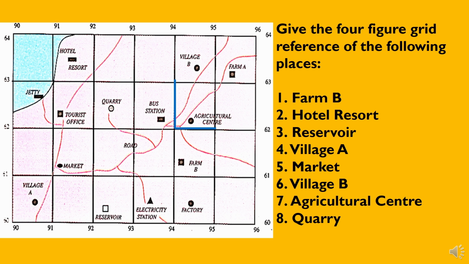Finally, the quarry. The quarry's 4-figure grid reference is 9262 as it is located immediately east of Easting 92 and directly north of Northing 62.